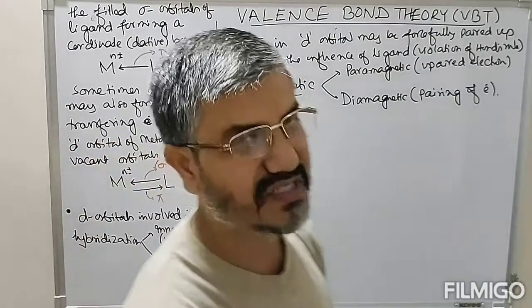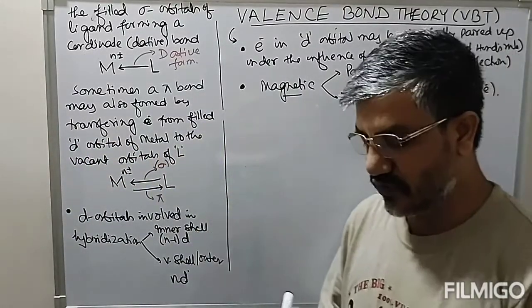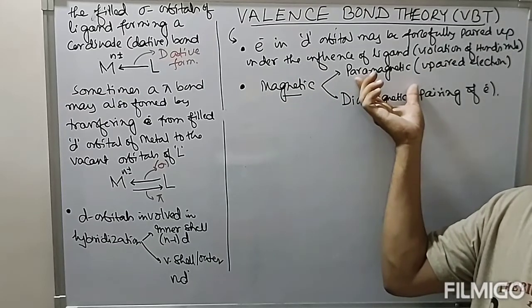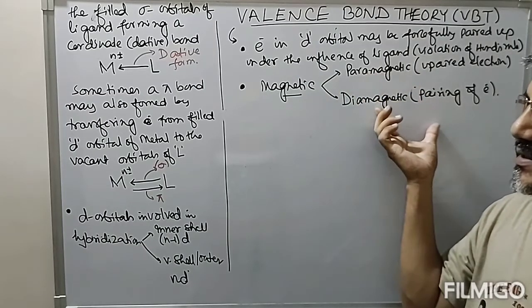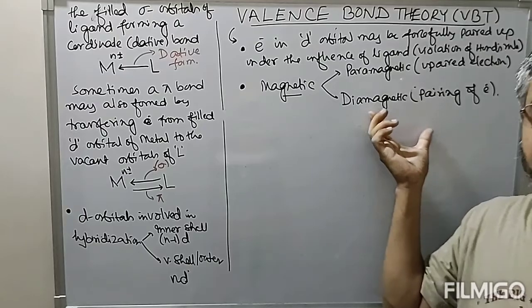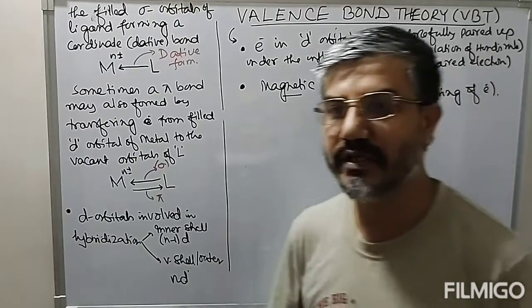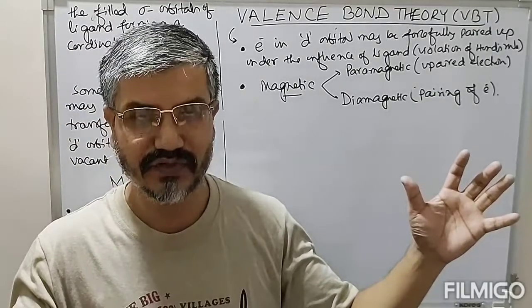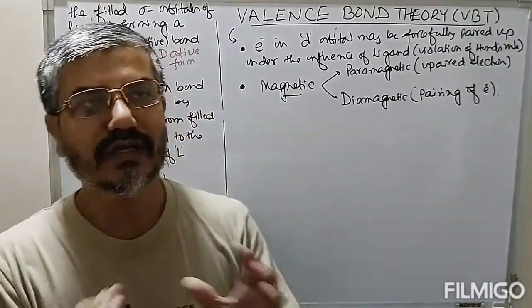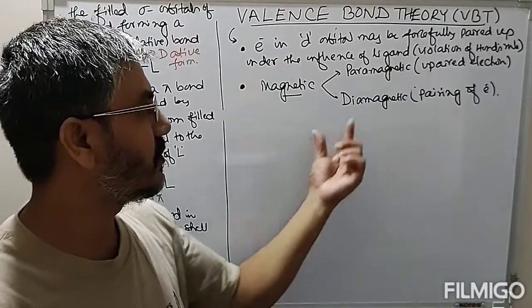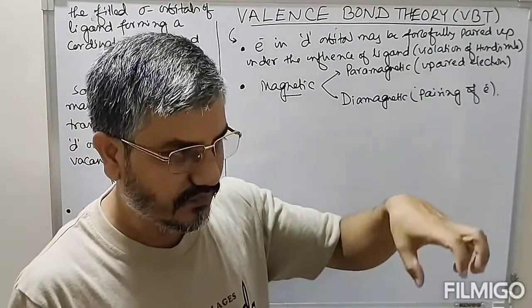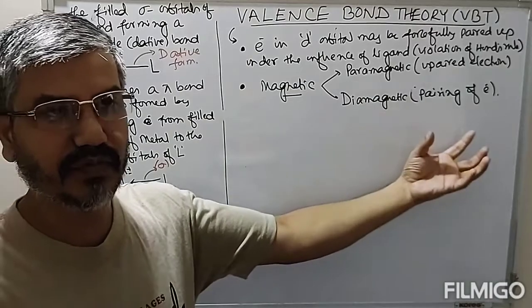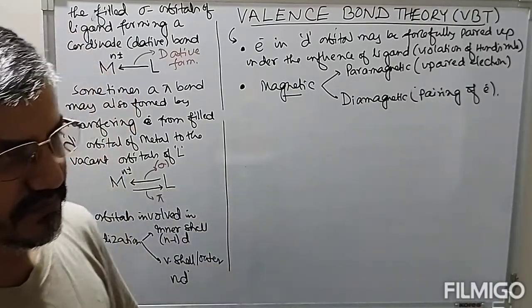If the presence of an unpaired electron is detected, then the complex will be attracted by an external magnetic field, and that is what we call paramagnetic. And if the metal ion in the complex doesn't have any unpaired electrons, or all the electrons are completely paired up, then that particular complex will be repelled by an external magnetic field, and substances repelled by an external magnetic field are known as diamagnetic. So from this we should be able to predict the magnetic behavior of the complex.